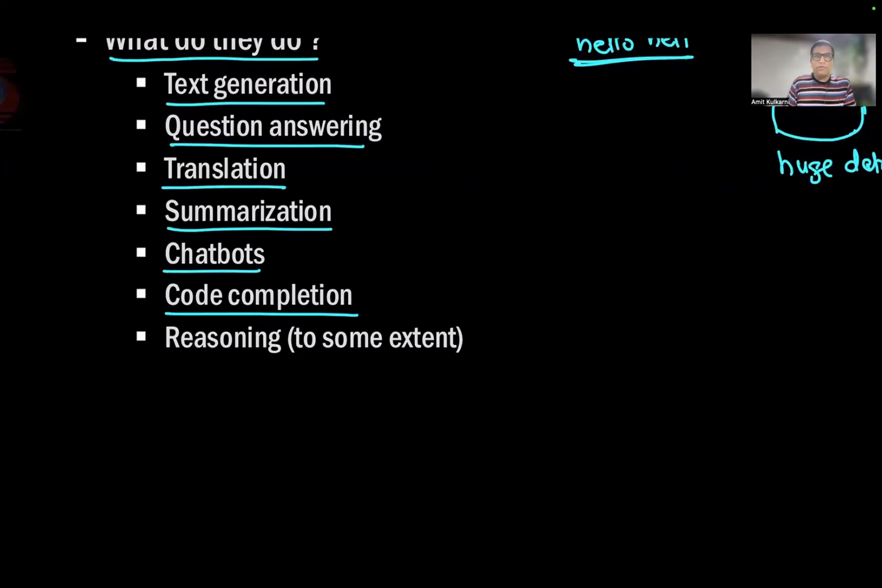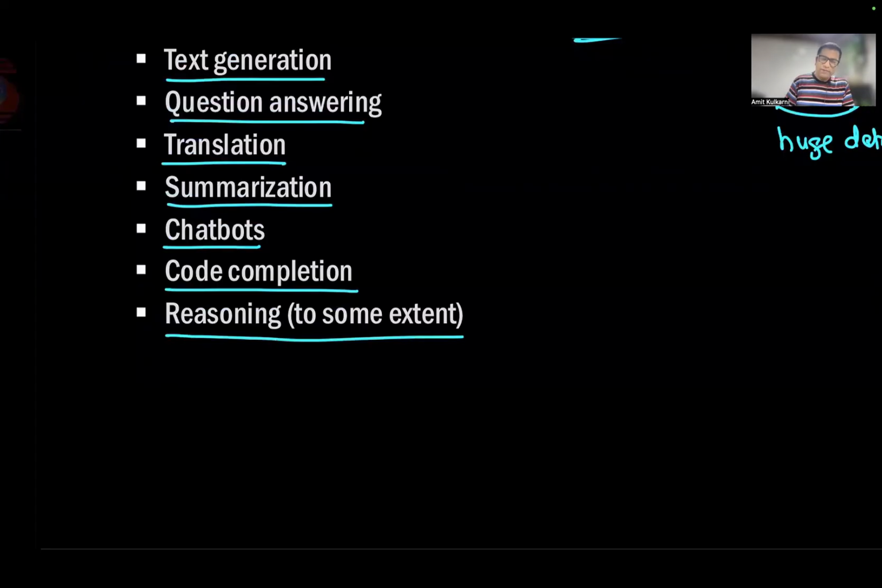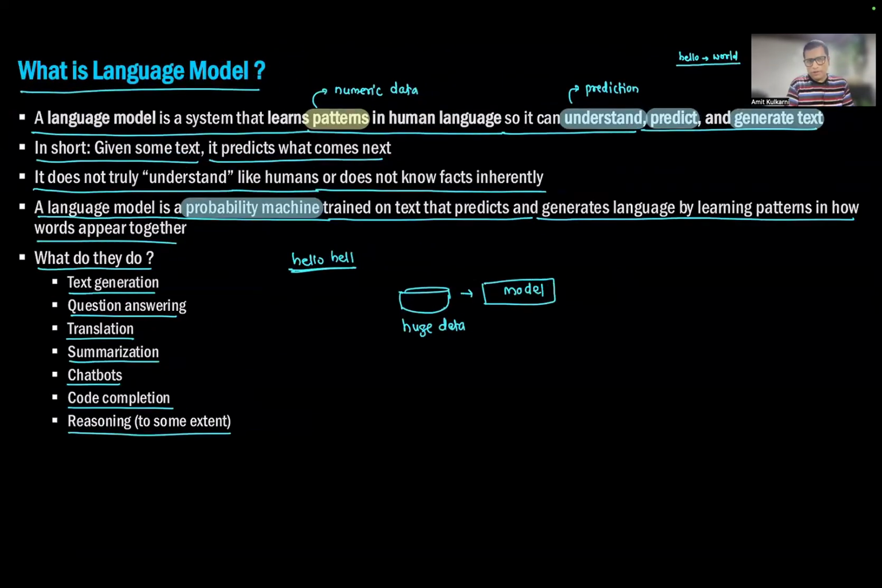code completion. I don't have to tell you about vibe coding. What does it mean there? Code completion, and reasoning. To some extent, reasoning is still new in the market. Not all of them are going with reasoning, but still, reasoning is also to some extent possible by using large language models.